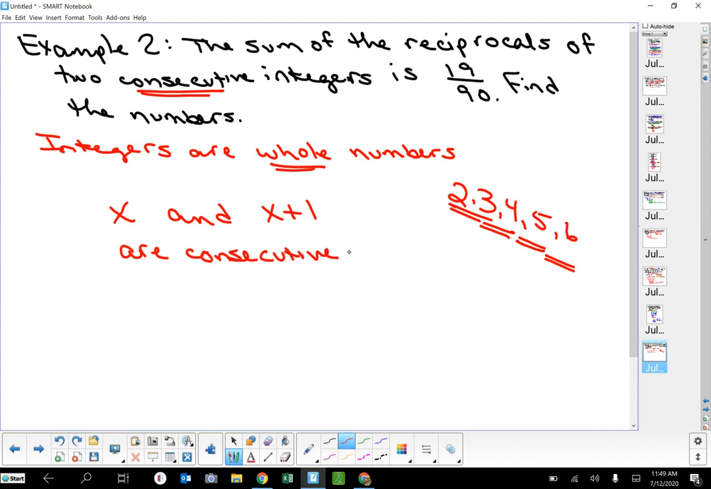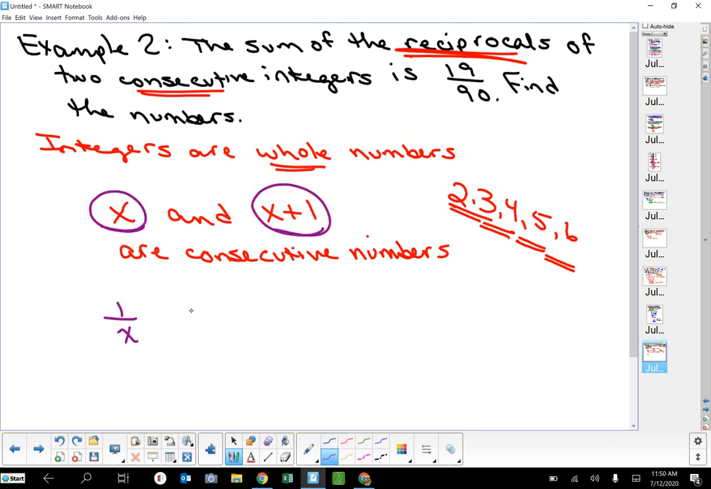All right, now that goes over there. Now we need the reciprocals of those consecutive integers. So the reciprocal of this guy is going to be 1 over x. The reciprocal of this guy is going to be 1 over x plus 1. And the sum of them is 19/90ths. Remember that the word "is" means equals. Okay, find the numbers. So we've got a little bit of math to do here.